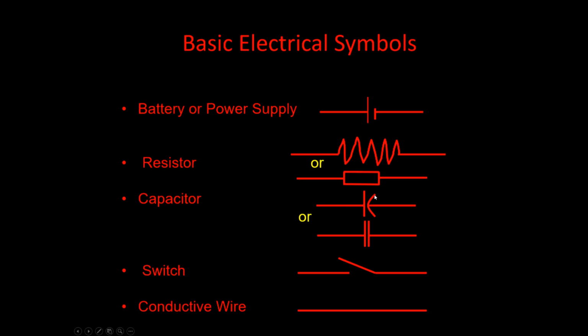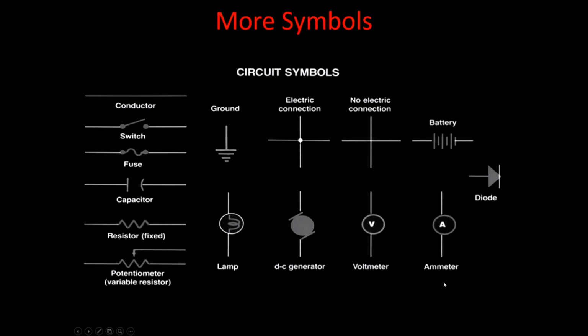Sometimes you might see it as a line with this kind of semicircle attached to it. A switch, of course, we've already seen one of these, is a break in the circuit that you could imagine if you push this, you make the circuit. And any line otherwise is a piece of conductive wire. More symbols, just in case you were wondering, are diodes and fuses. We're probably going to restrict ourselves mostly to batteries, capacitors and resistors.